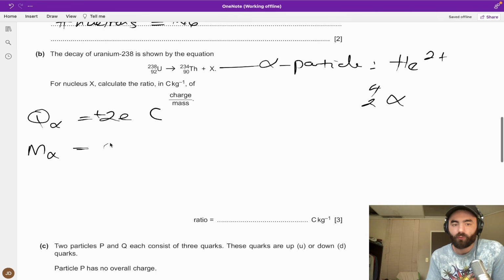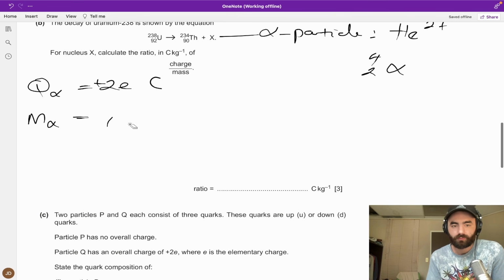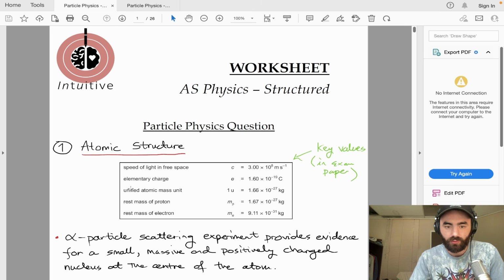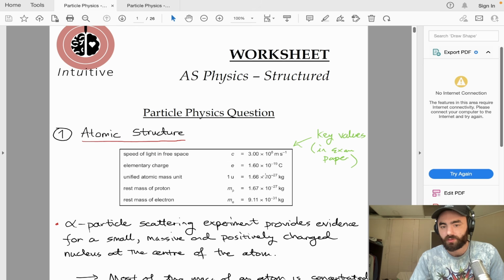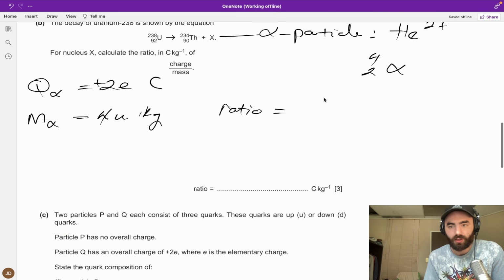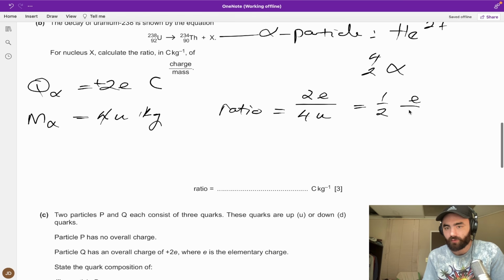And so this is just going to be 4u, u being the unified atomic mass unit. It's the base unit we use for particle masses, these neutrons and protons and all that jazz. So this is in kgs. If we wanted this ratio, it would be charge, which is 2e, divided by 4u. So this would just be a half of e over u. This is in kgs and coulombs, which is what they want.